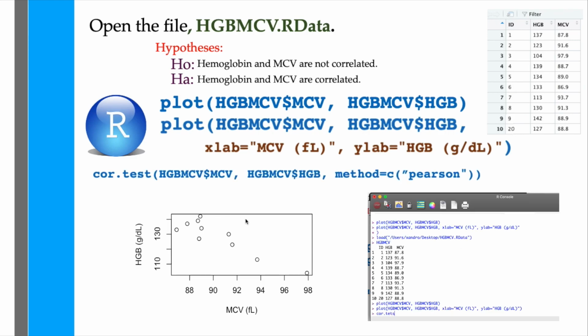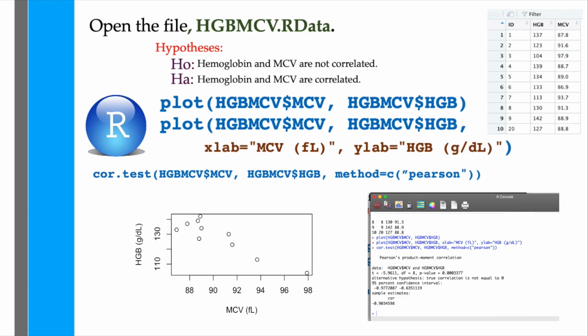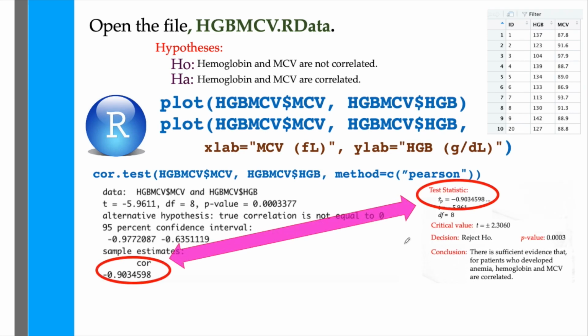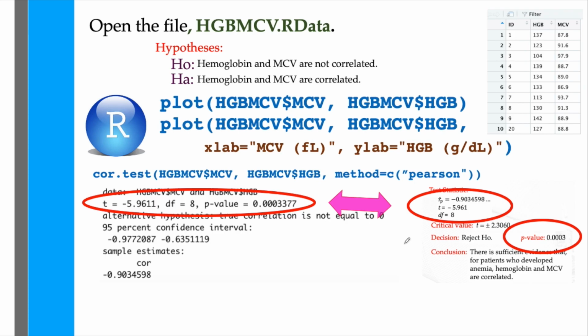Now, to perform the correlation test, all you have to do is use the cor.test function. And then in the end, you have method equals, in quotes, Pearson. Then press enter. We're going to see the correlation test result. What you must notice here is that it's exactly the same value that we computed a while ago, in which the value of r is negative 0.903, with test statistic t as negative 5.96, df of 8, and the p-value which is 0.0003.